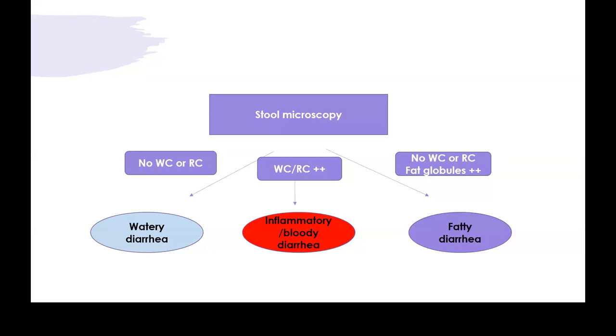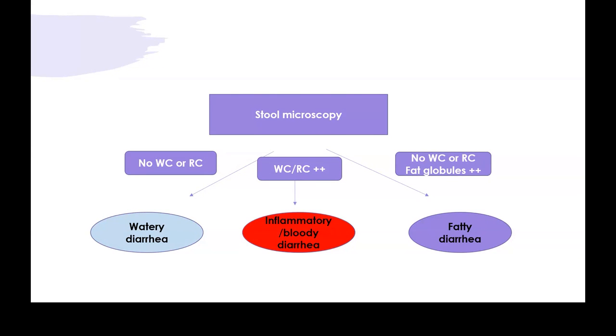In addition to that, with stool microscopy, you can confirm whether it is watery, inflammatory, bloody or fatty. If there are no white cells or red cells in the stool of a child with chronic diarrhea, you can narrow it down as watery diarrhea. Presence of both white cells and red cells suggests a possible inflammatory or bloody diarrhea. Whereas no white cells or red cells, but lots of fat globules, would suggest a fatty diarrhea.